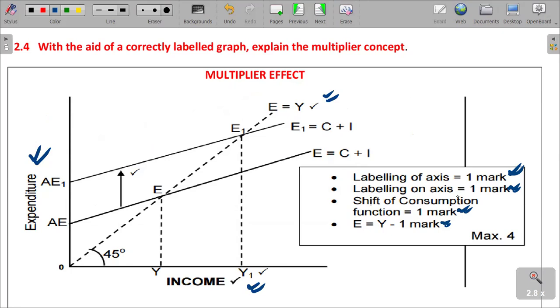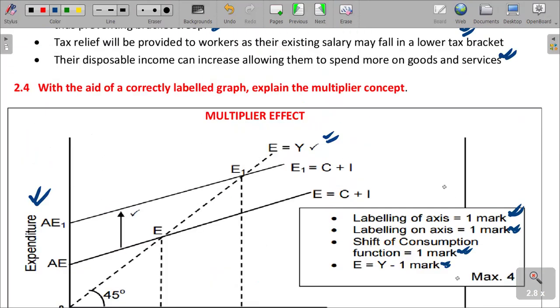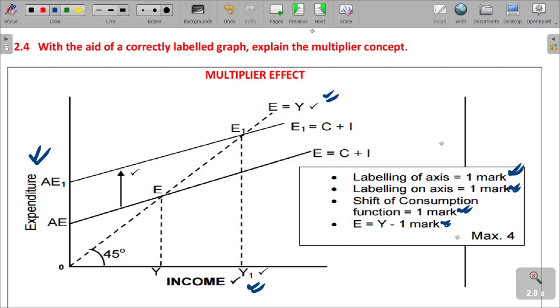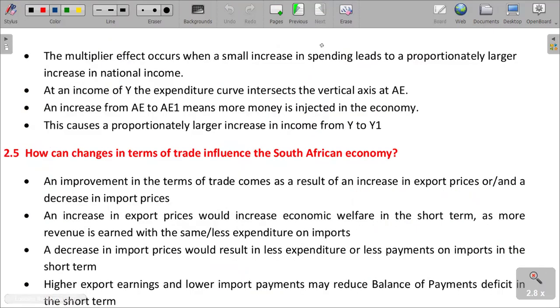We have an increase in expenditure resulting in a significant increase in income. So let me quickly give the explanation without wasting any time. The multiplier effect occurs when a small increase in spending leads to a proportionately larger increase in national income. A small amount of money that the government spends results in a proportionately larger increase in national income.